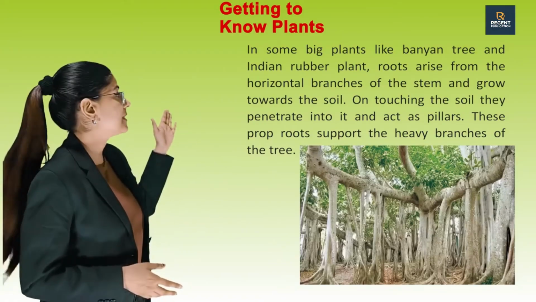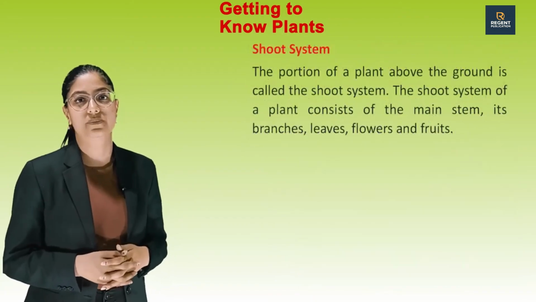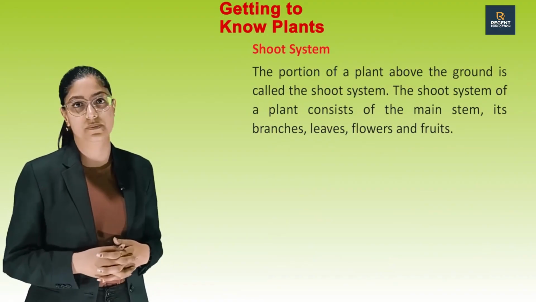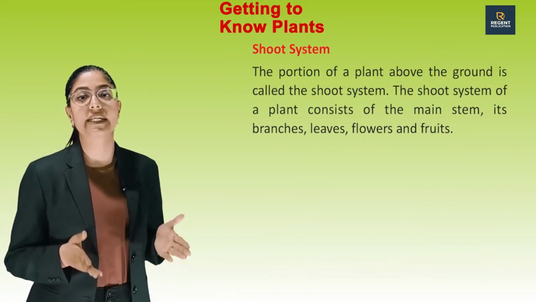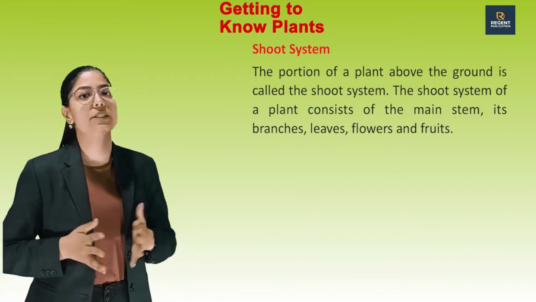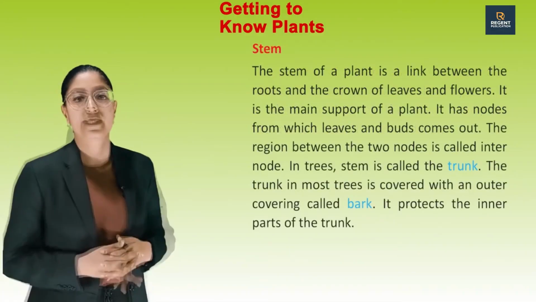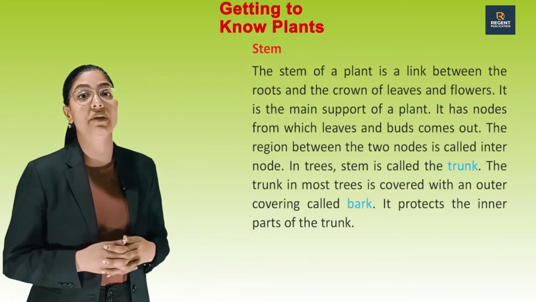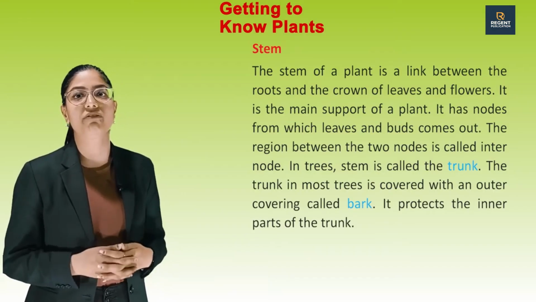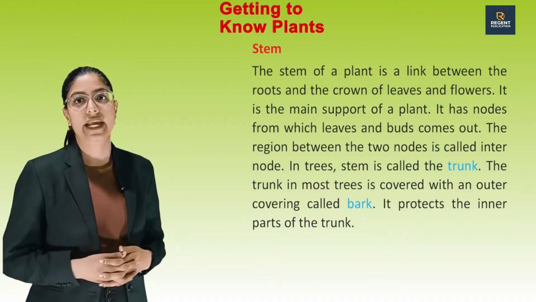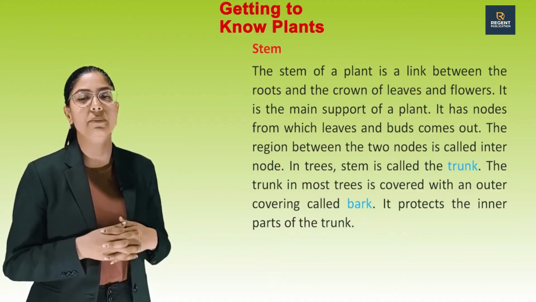Now, let's discuss about shoot system. The portion of a plant above the ground is called shoot system. The shoot system of plant consists of main stem, its branches, leaves, flowers and fruits. Stem. The stem of a plant is a link between the roots and the crown of leaves and flowers. It is the main support of a plant. It has nodes from which leaves and buds come out.